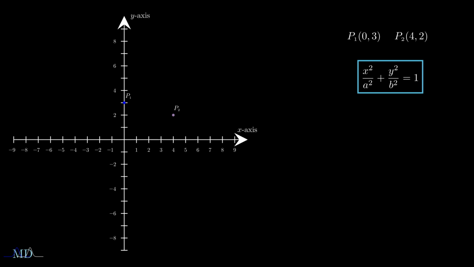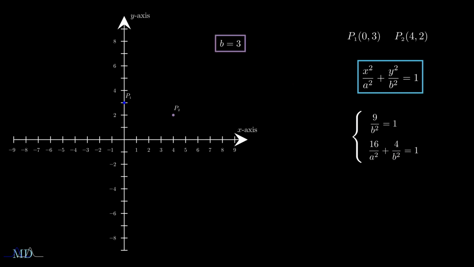Substituting the coordinates of P1, we obtain 9 over b squared equals 1, while the other point yields 16 over a squared plus 4 over b squared equals 1. From the first equation, we know that b squared equals 9. Therefore b equals 3. Remember that b is the length of the semiaxis parallel to the y-axis. Therefore it is a positive number.